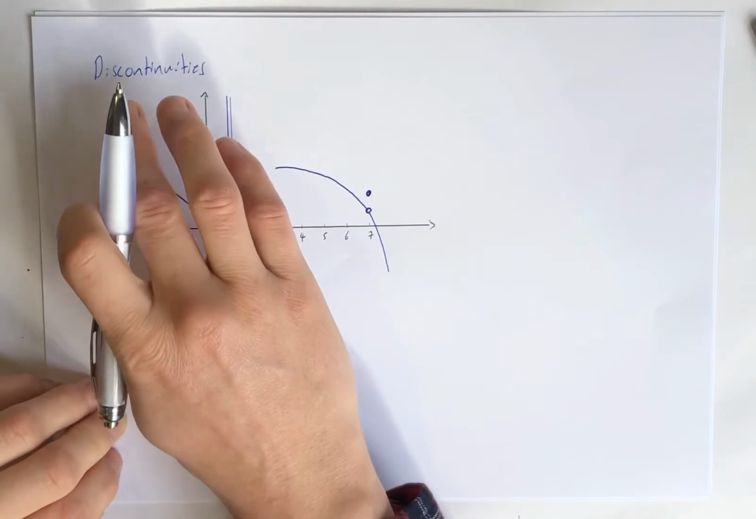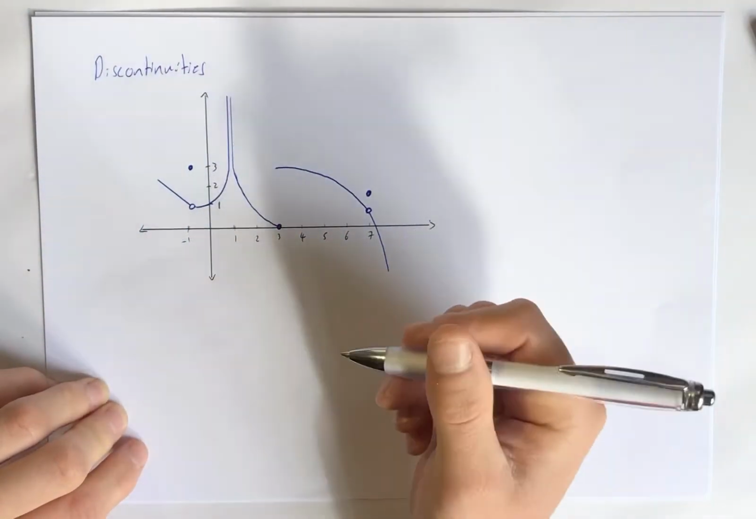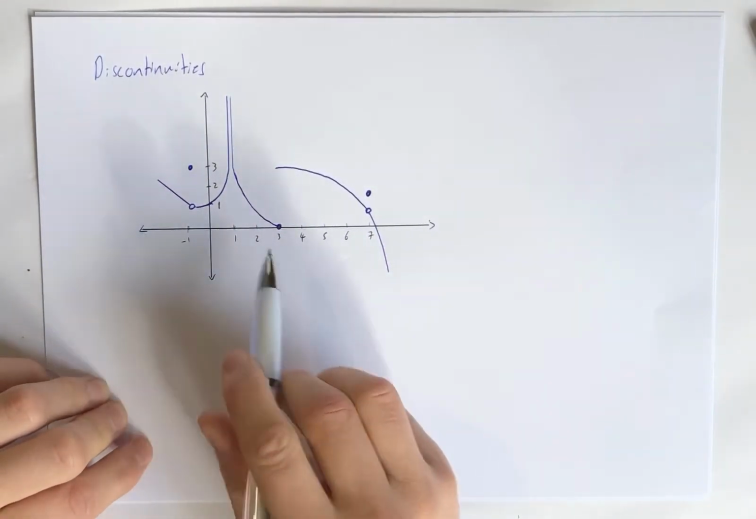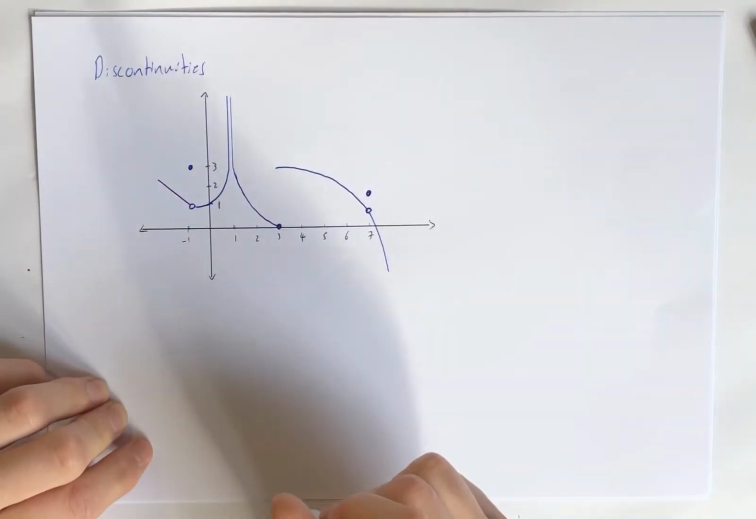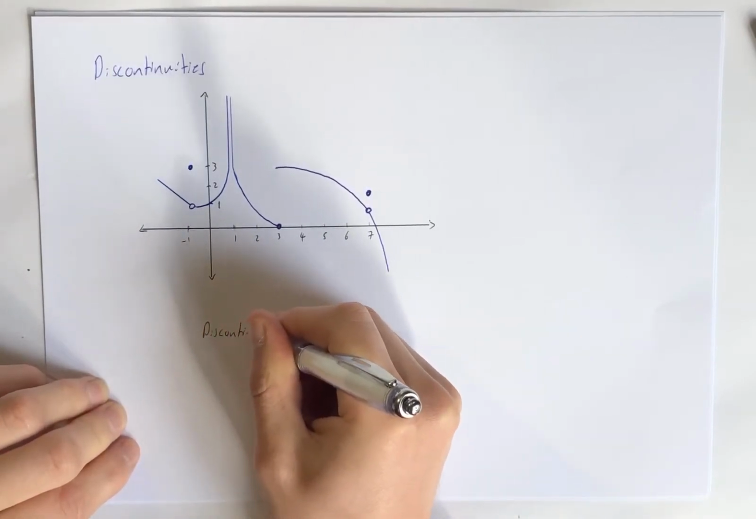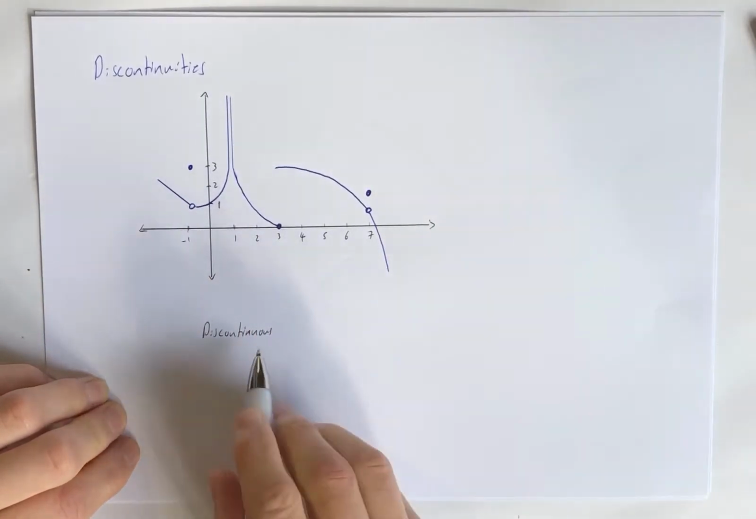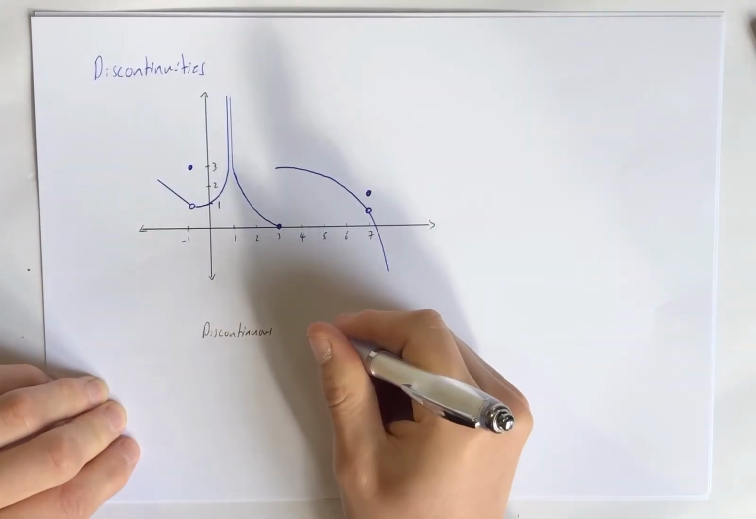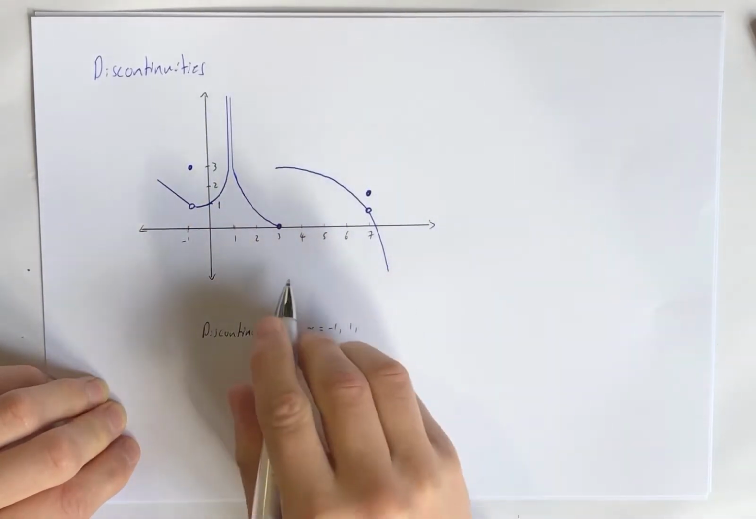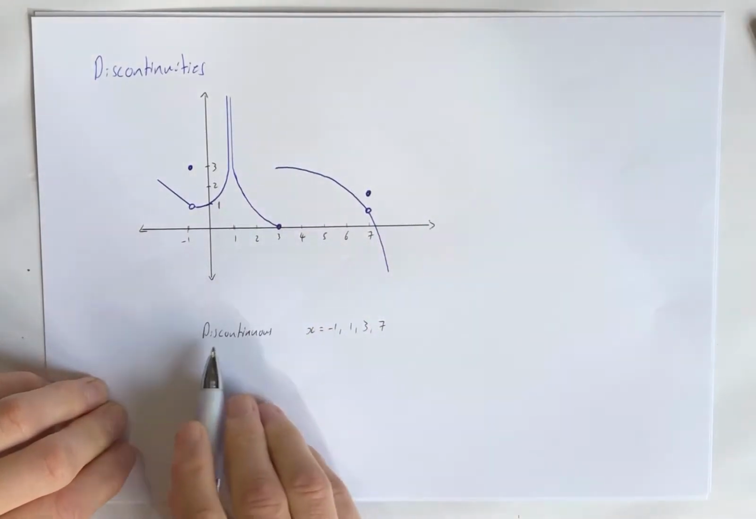So what I wanted to go through though is discontinuities. So simply put, a function is continuous if you can draw it without taking your pen off the paper. So this function is discontinuous. I might have spelled that wrong. Discontinuous at -1, at 1, at 3, and at 7. So that's how you'd write it.